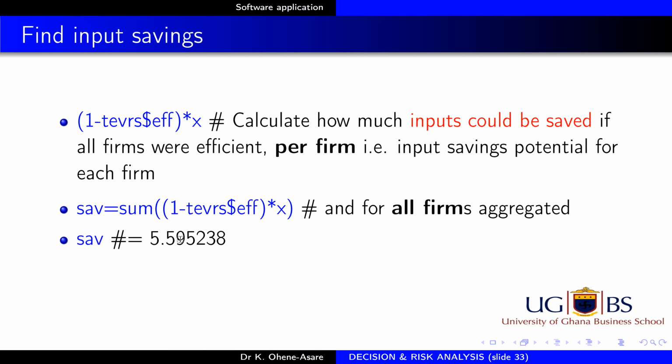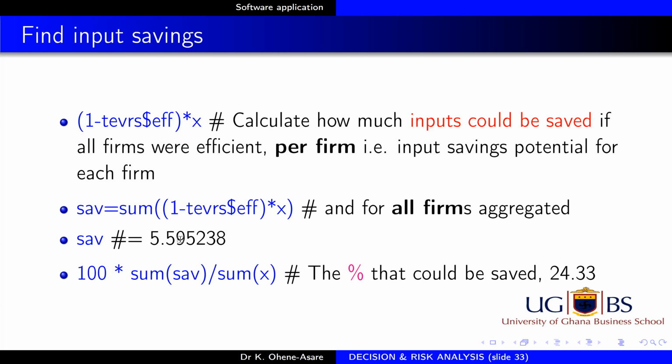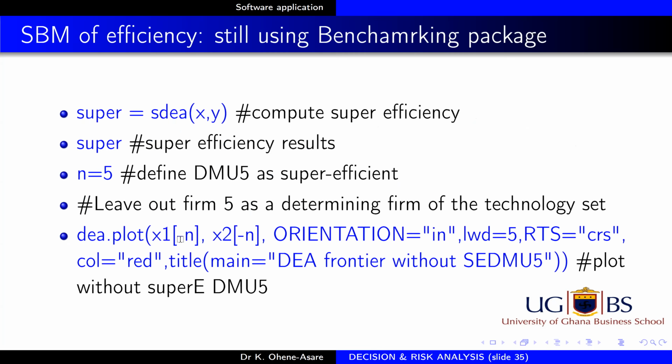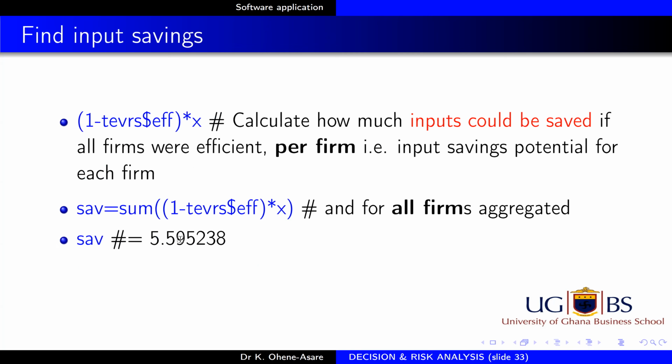So this helps you determine the aggregated efficiency. If we are to help everybody to be efficient, this is how much input can be saved. And of course, we can convert that into monetary value to know how many resources are being wasted as a result of inefficiency. You can also convert that number into a percentage to get it in a better way. So, ladies and gentlemen, that is how you analyze this.